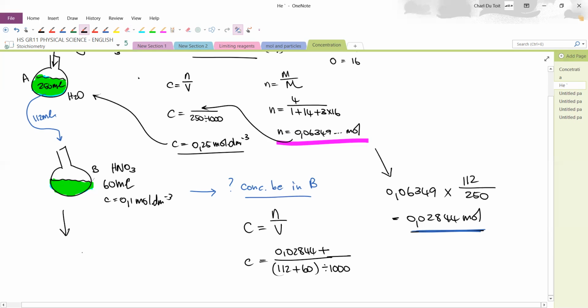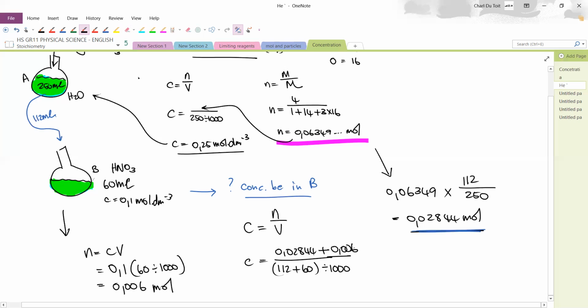That's my next step. I'm going to find out how many moles of nitric acid I have in B. The mole is the concentration times the volume. The concentration is 0.1 and the volume is 60 divided by 1,000. So it's 0.006, I think. Type that, 0.1 times 60 divided by 1,000. It's 6 times 10 to the power of minus 3 mole.